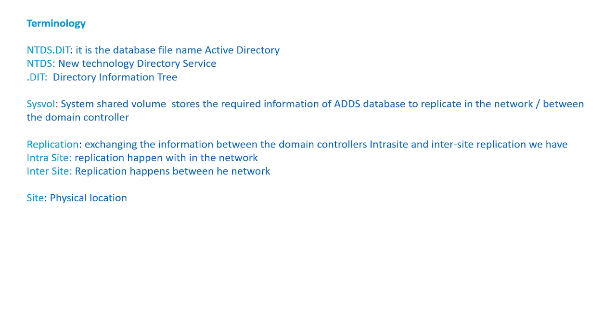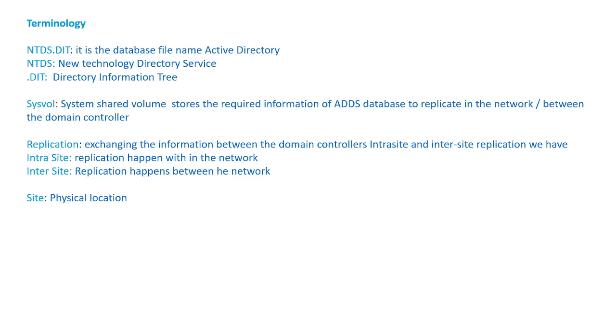So that replicated information should go and sit in the SYSVOL folder. Or any group policy changes, or any new group policy you created, that information will go and sit in the system shared volume folder, so that it will be replicated to all the domain controllers in the estate. Okay, that's about the SYSVOL folder.